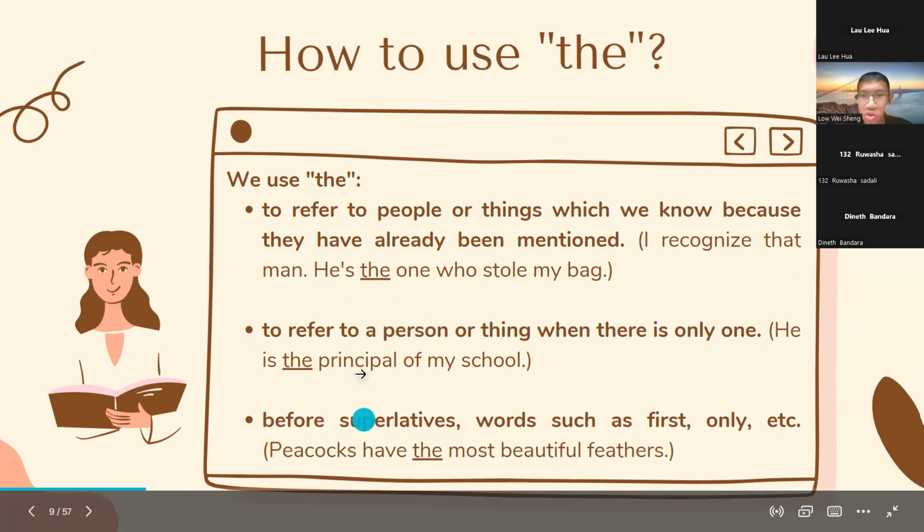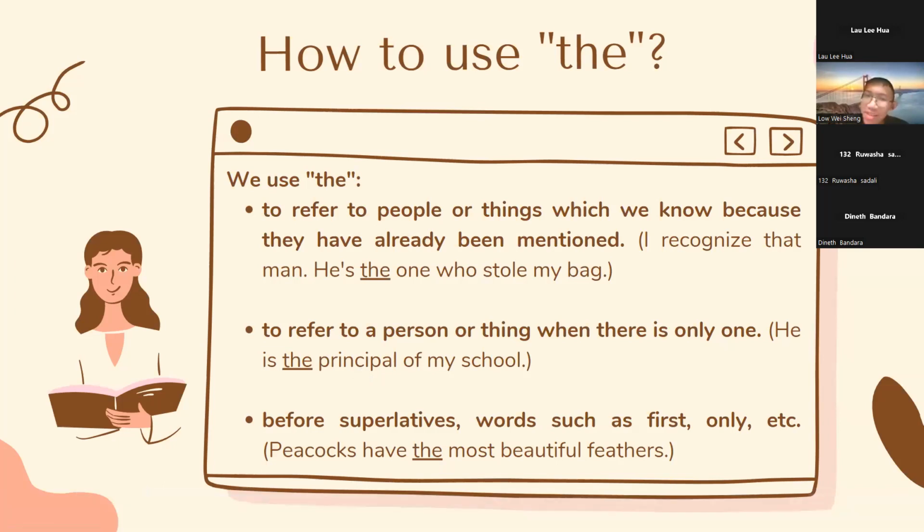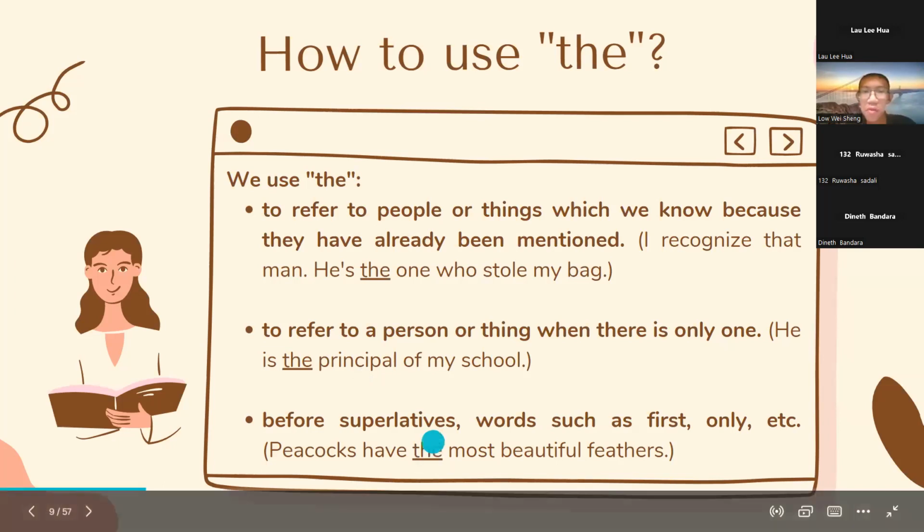The is also used before superlatives. So for example, peacocks have the most beautiful feathers. Or I have the most amount of money. Or you are the most smartest student I ever know. Example.